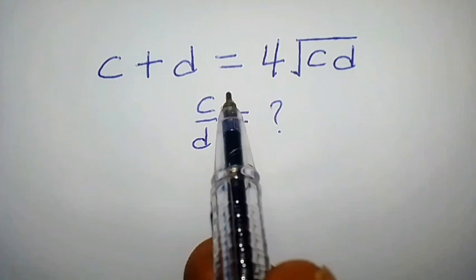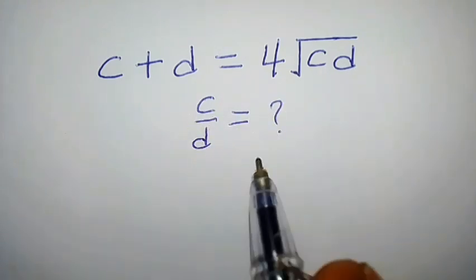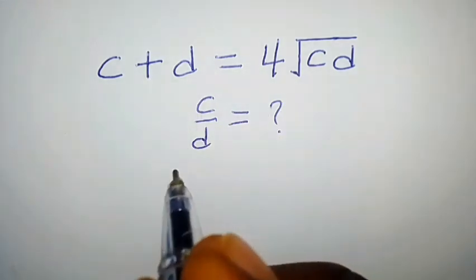C plus D equal to 4 times square root of CD. How do we solve for C over D? First, let us square both sides.